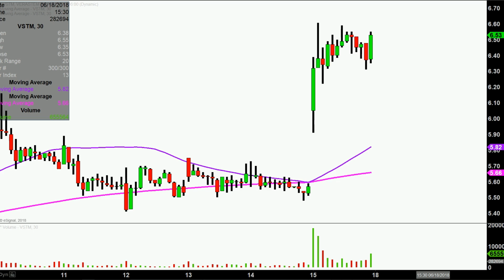I don't mean to state the obvious, but I will anyways. Very nice movement today, not only from a price action perspective, but you look down here at the volume, and by far the biggest volume this chart has had for quite a while. So a lot of eyeballs on this one.